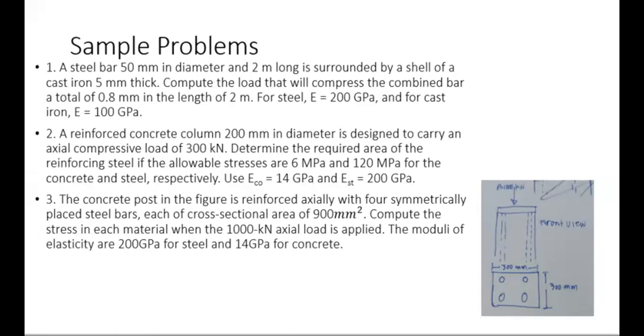Okay. A reinforced concrete column 200 mm in diameter is designed to carry an axial compressive load of 300 kN. Determine the required area of the reinforcing steel if the allowable stresses are 6 MPa and 120 MPa for the concrete and steel, respectively. Use modulus of elasticity for concrete 14 GPa and for steel 200 GPa.